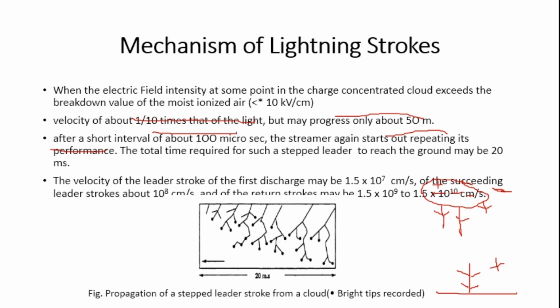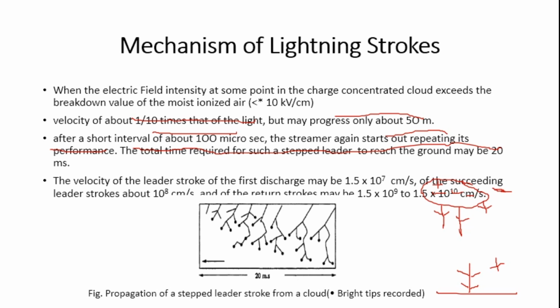because it is gaining the potential again, and it starts jumping, meaning it is raising its potential, because whatever field intensity it got is insufficient to build the electric charge at its head, and not sufficient to maintain a field gradient between the leader and the ground. So again it increases the potential after a short interval of around 100 microseconds. This is the total time required for the step leader to reach the ground, which is around 20 milliseconds.